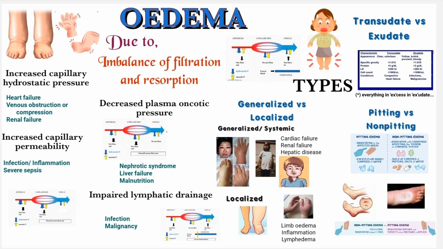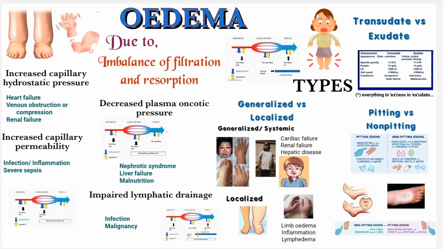An increase in capillary hydrostatic pressure may be secondary to heart failure, venous obstruction or compression, or renal failure. An increase in capillary permeability may be seen after infection, inflammation, or severe sepsis. A decrease in plasma oncotic pressure can be seen in nephrotic syndrome, liver failure, or severe malnutrition.